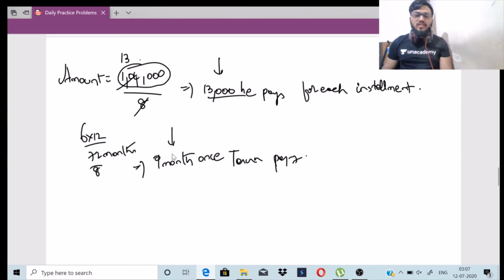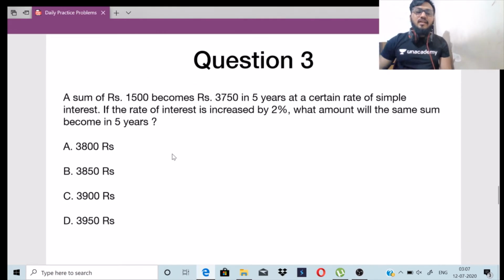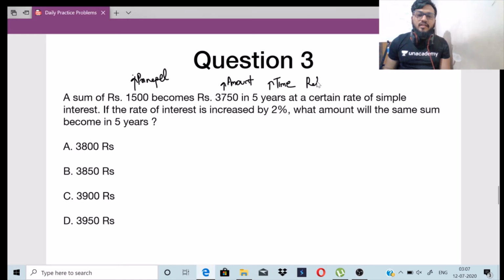Let's move on to the last question of the class. A sum of rupees 1,500 becomes rupees 3,750 in 5 years at a certain rate of simple interest. A sum of means this is my principal, and this is my amount, this is my time. I do not know the rate.